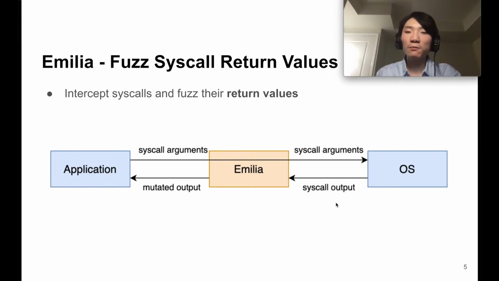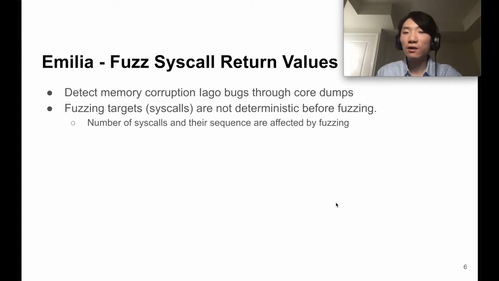So we developed a tool called Emilia to do this task. It is a fuzzing tool which can fuzz a legacy application through syscall return values. Rather than replacing the kernel, Emilia intercepts syscalls made between the application and the standard OS kernel. Note that Iago bugs can take various forms. We consider it the worst when a code or data pointer can be corrupted. So our work focused on memory corruption bugs.